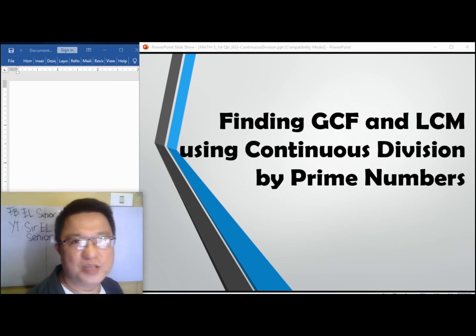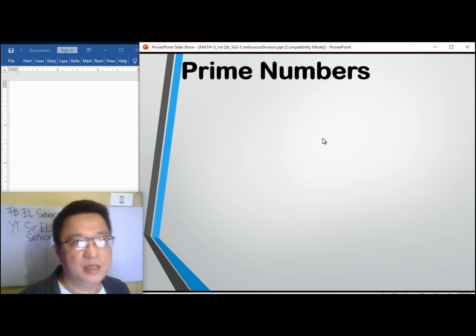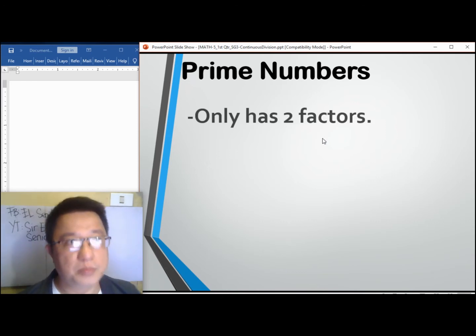Okay, so today's lesson is all about finding the GCF or the greatest common factor and the LCM or the least common multiple using continuous division by prime numbers. So before we proceed, let's define prime numbers. Prime numbers only has two factors.